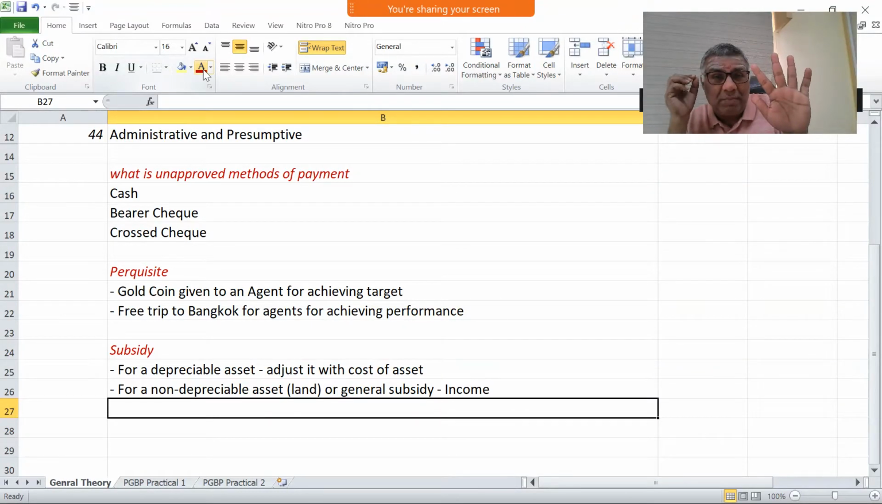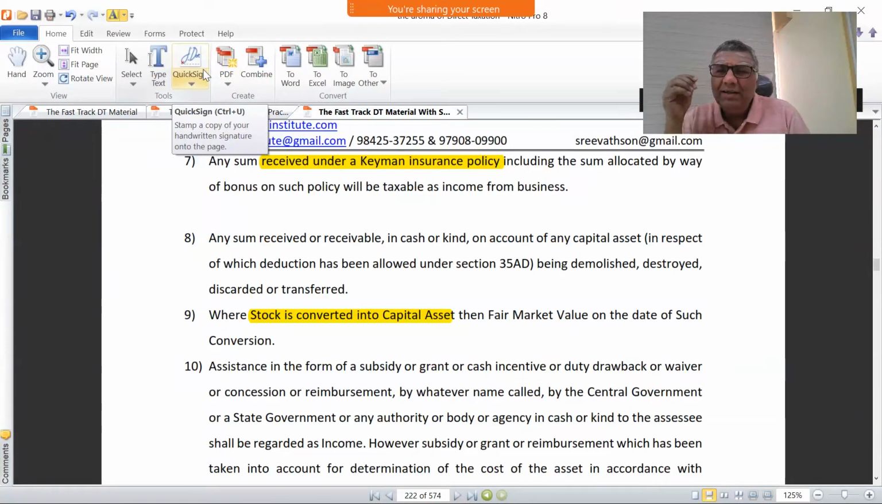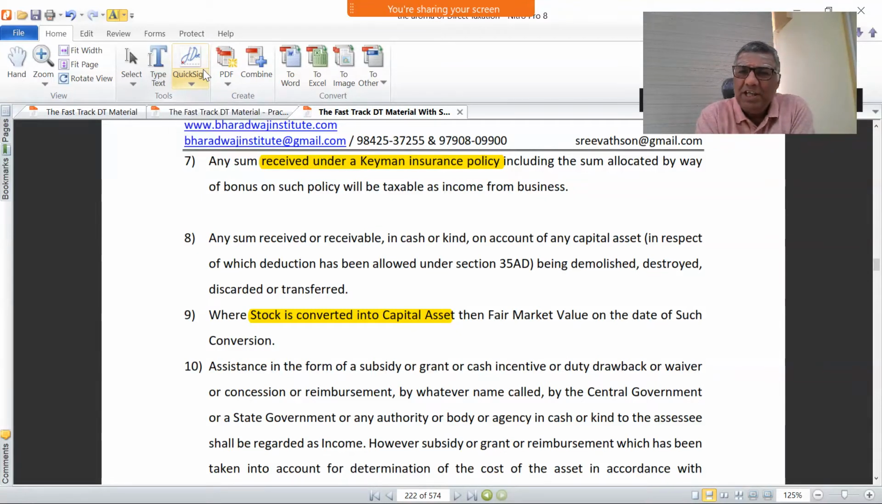perquisites, whether convertible into money or not, a partner getting any remuneration or interest from the firm, whatever name called, taxable under PGBP, sale of asset used for specified business, stock in trade converted into asset, subsidy. If it is for a depreciable asset, adjust it with the cost of the asset. Everything else you can take as income, and insurance receipts. These are all the 10 types of income which are spoken about in section 28.